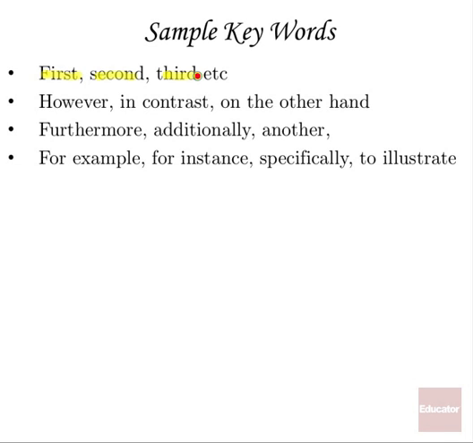If I want to let the reader know that I'm changing gears, I might say however, in contrast, or on the other hand. If you're continuing on with the same point, you write down furthermore, additionally, or another. For those very specific minor supporting details, for example, for instance, specifically, and to illustrate are the kind of words you should use.